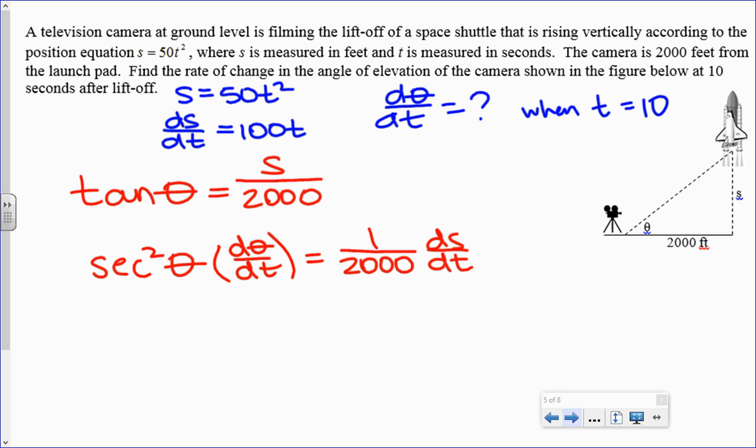Okay, now there are a couple different ways we can do this problem. I'm going to make my picture a little bit bigger. So we're looking for d theta dt. We know ds dt, correct? We know ds dt is 100t, and we're looking for when time is 10. So what's ds dt?